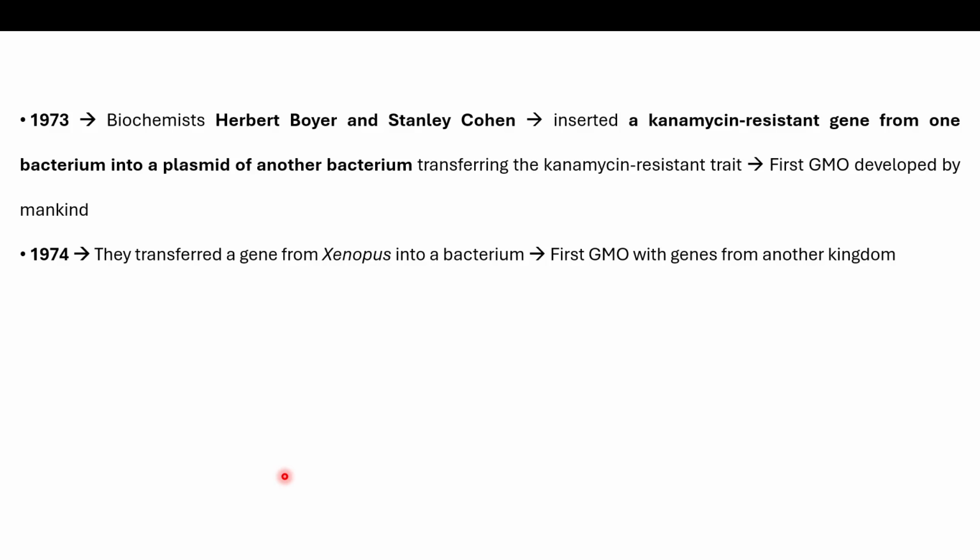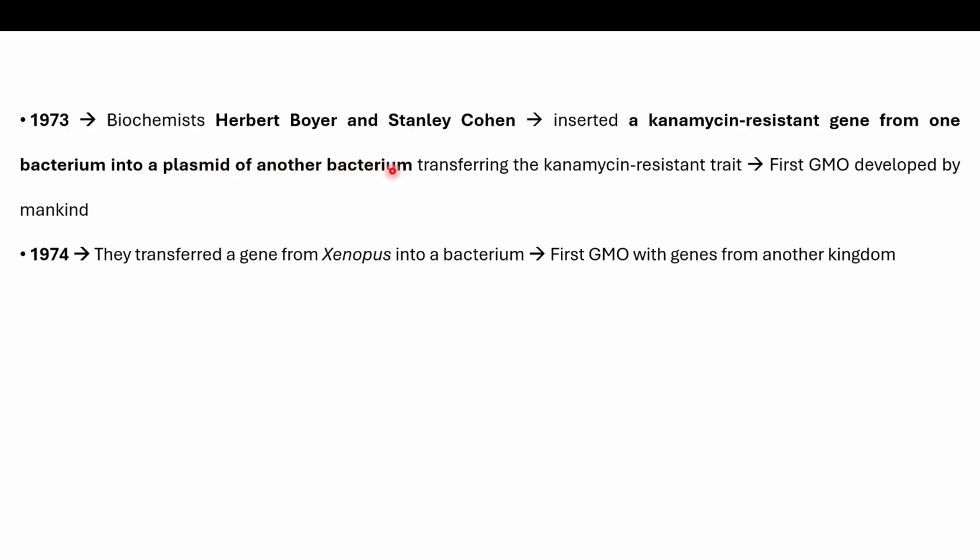The very first genetically modified organism was created by two biochemists, Boyer and Cohen. What they did for the very first time was insert a kanamycin-resistant gene from one bacterium into a plasmid of another bacterium.